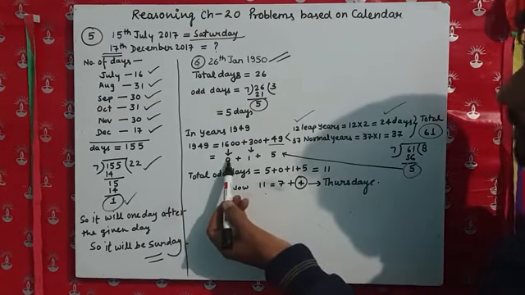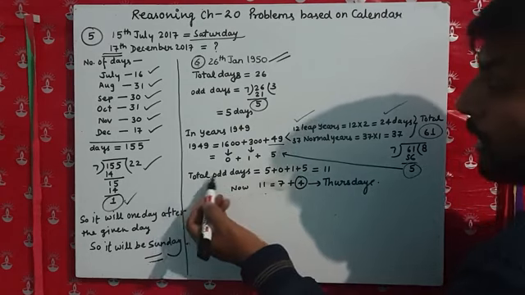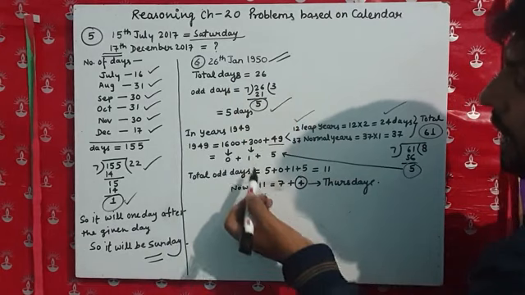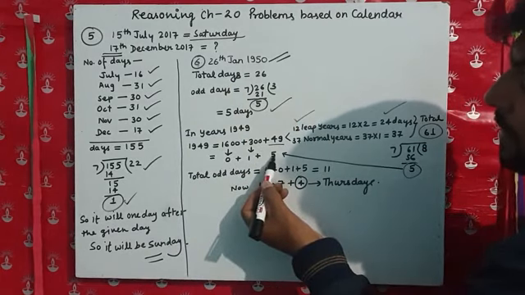So the total number of odd days is 5 from this year, and 5 plus 6 from this year.